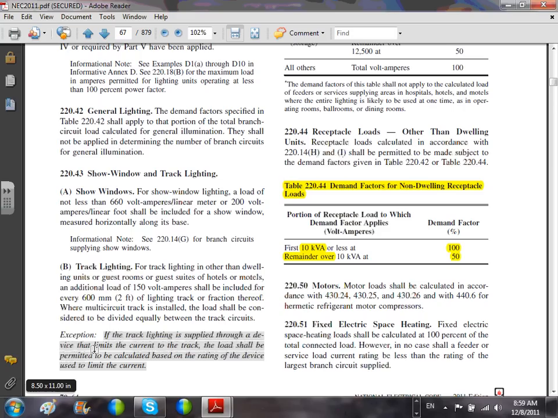Questions? Any question, guys, about this? If I were you, I'd have my code open and highlight these. As we move on, guys, this will become second nature for you in terms of a commercial building. This table is very important when it comes to derating receptacles for a commercial building. Any question? Okay. William, my friend, any questions?